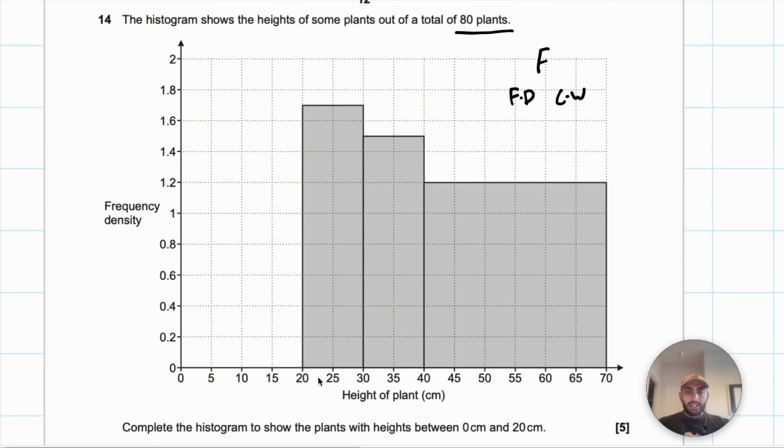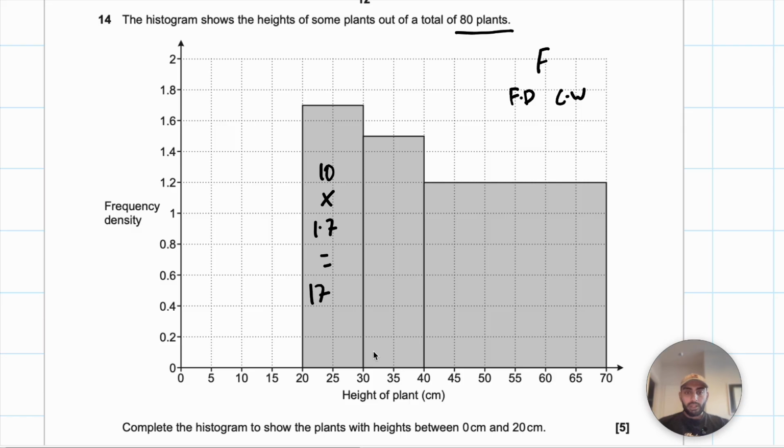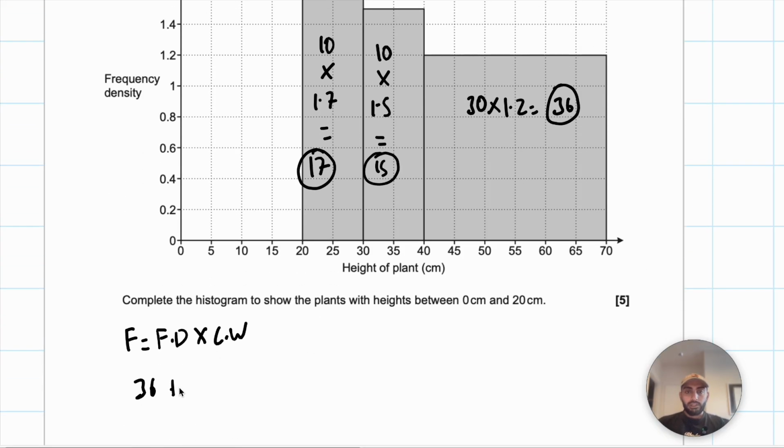For this first one, the class width is the distance between 20 and 30, so that's 10. And the height of it is telling me the frequency density, so that's 1.7. The frequency of this bar would be 17. The next one is 10 again, multiplied by 1.5, which gives me 15. And the next one, between 40 and 70, there's 30 multiplied by 1.2, which gives me 36. These numbers will tell me how many plants I have so far. So 36 plus 15 plus 17, so that's 36 plus 30, 66 plus another 2, which is 68. Right now, I have 68 plants.